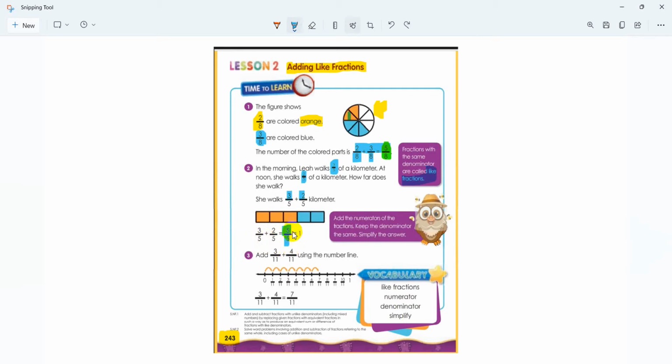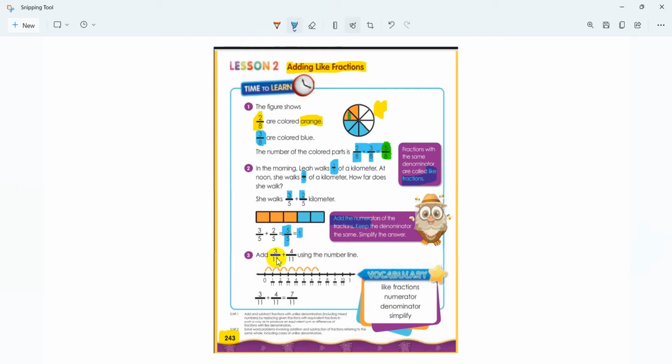Then 5 over 5, all of you know that it equals 1. Any fraction whose numerator and denominator are the same equals 1 at the end. 5/5 equals a whole 1. Read these notes: add the numerators of the fractions, keep the denominator the same, and simplify the answer at the end, if you can simplify, like here, 5 over 5 equals 1.